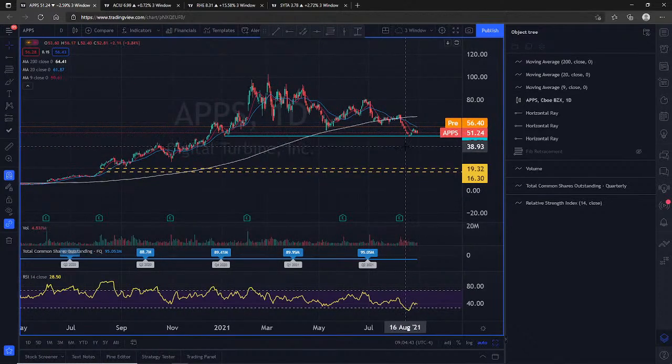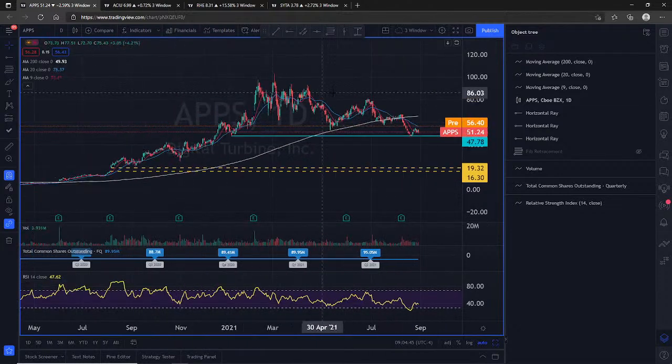A breakdown below that, it's got further down to go. This thing really, really is on its way down. It's not on its way up.